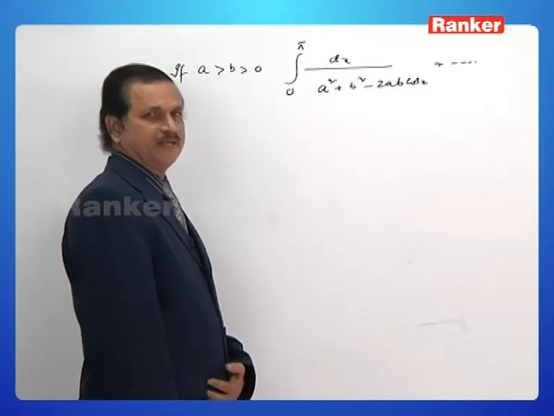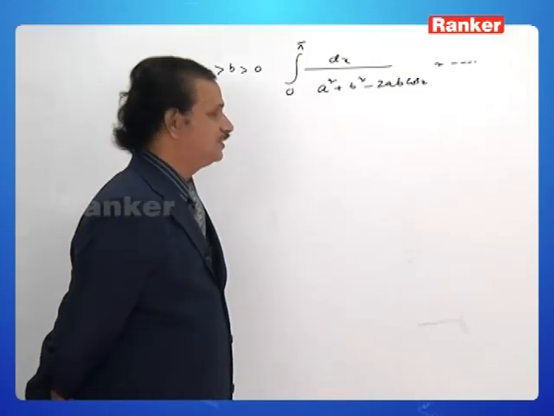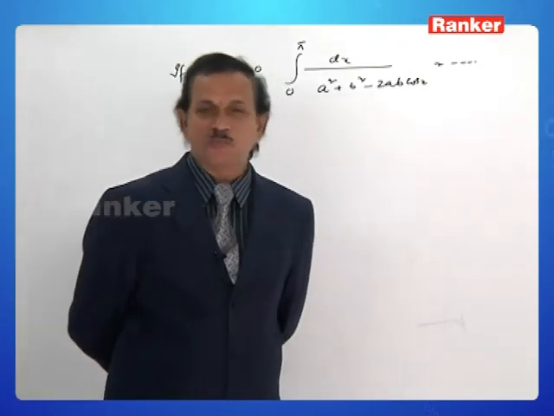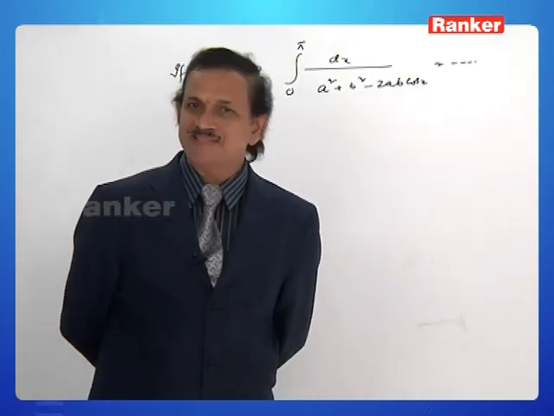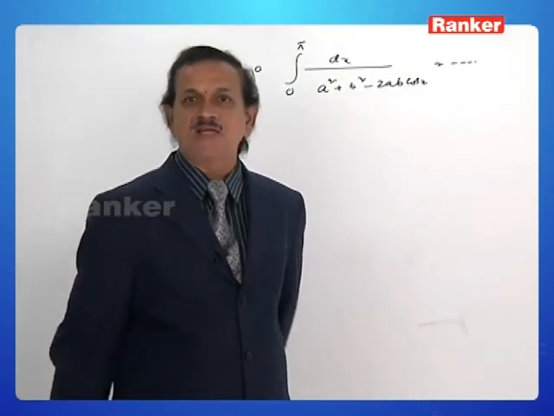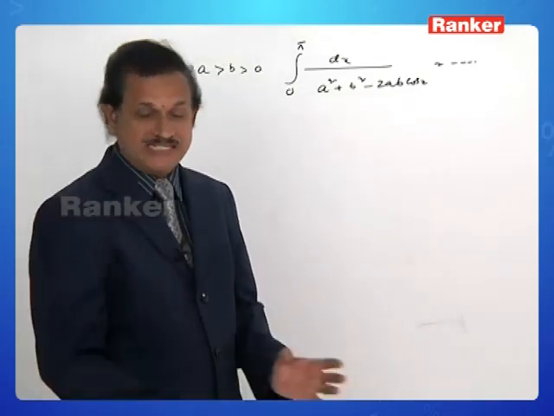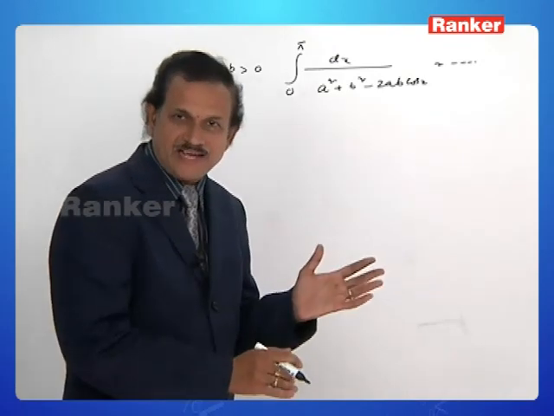If a greater than b greater than 0, integral 0 to pi dx by a square plus b square minus 2ab cos x dx is. Actually speaking, nothing new in this problem, but it is a famous question and having a famous answer, pi by a square minus b square. Yes, to focus on that speciality only I am tackling this problem.